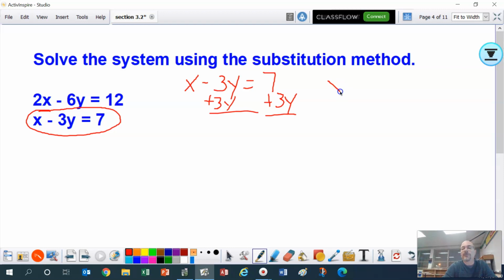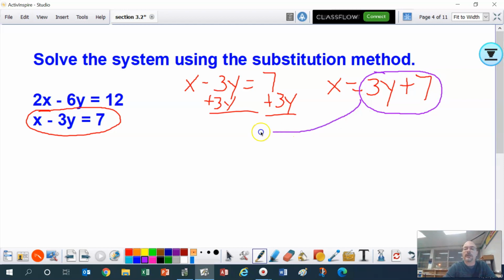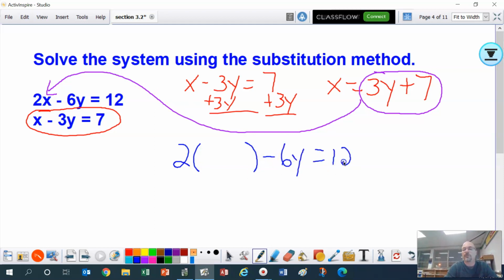And so I find out that x equals 3y plus 7. All right, excellent. Now I'm going to take that expression and plug it into the x of the other one. All right, so here we go. I'm going to take the 2. I'm going to replace the x. I've got -6y equals 12.